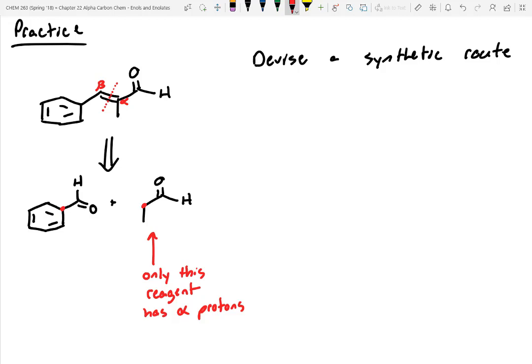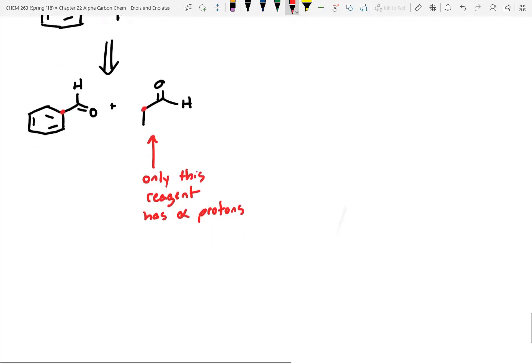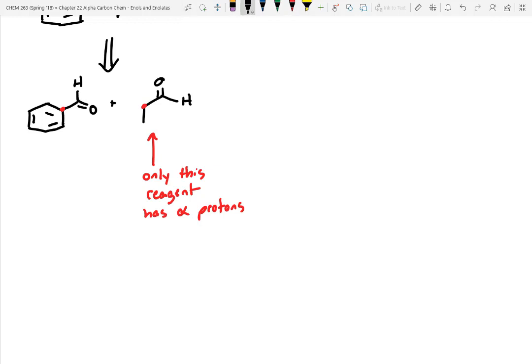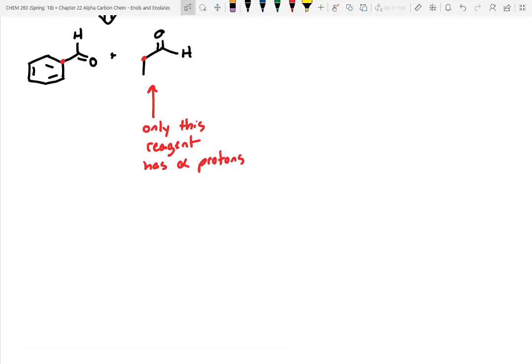Okay, that makes our lives a heck of a lot easier. We don't have to do that whole LDA nonsense where we add things in a specific order. Instead, what one of my students referred to this as is a shake and bake. You just combine them with sodium hydroxide and heat the snot out of them.